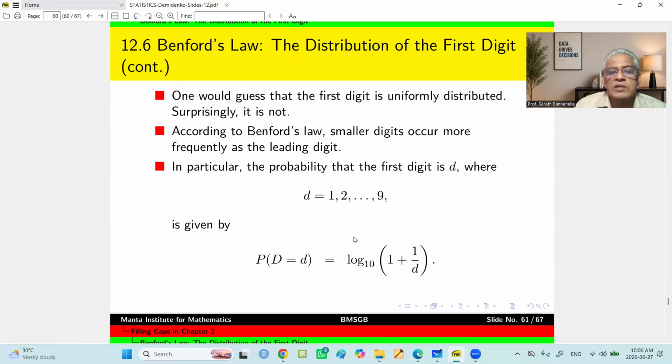It's going to be given by this expression: log base 10 of 1 plus 1 over d. So from this equation, you can see when d increases, this quantity decreases, therefore the probability decreases, right? That's why we said earlier that the smaller values have high probability, larger values have small probability. But let's see how to derive this equation.